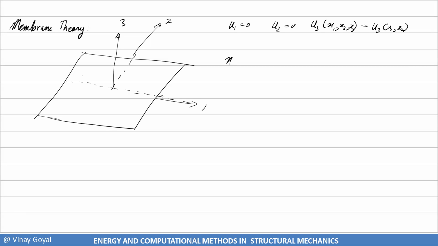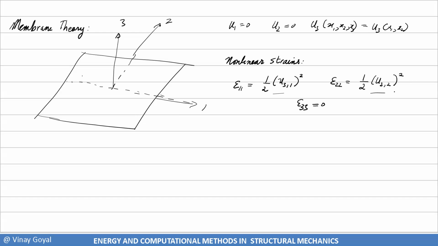And so we look at the nonlinear strains in this theory. And in this case, we get epsilon 1,1 equals 1 half u3 comma 1 squared, like that. And in this theory, we'll notice that epsilon 3 is 0. And I do need the nonlinear terms. If the nonlinear terms do not exist, then epsilon 1 will be 0, epsilon 2 is 0.